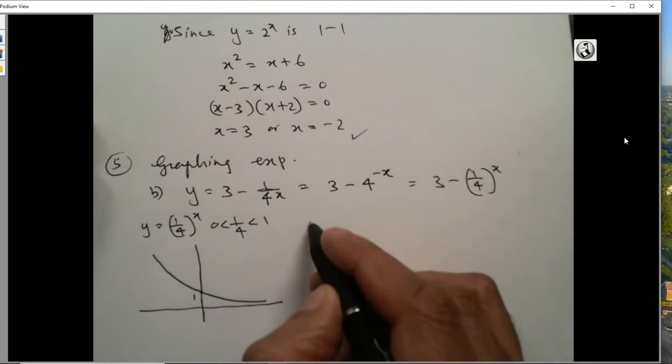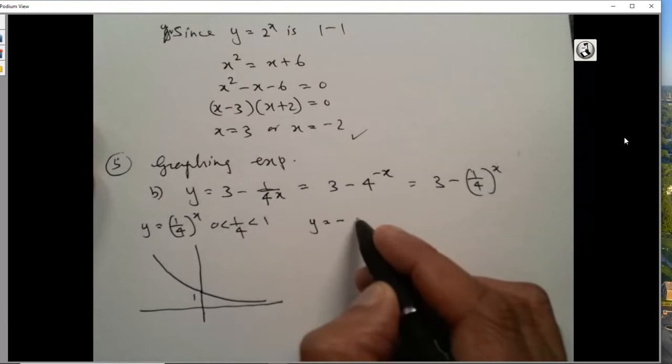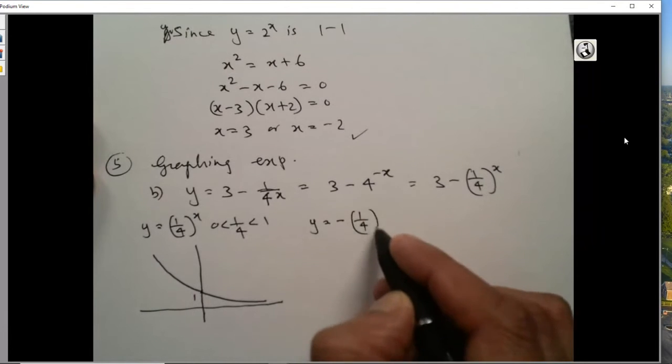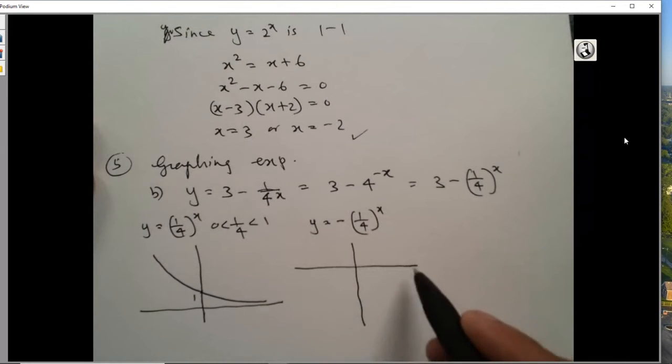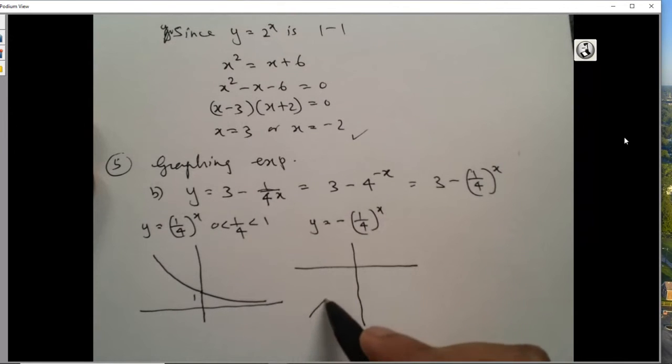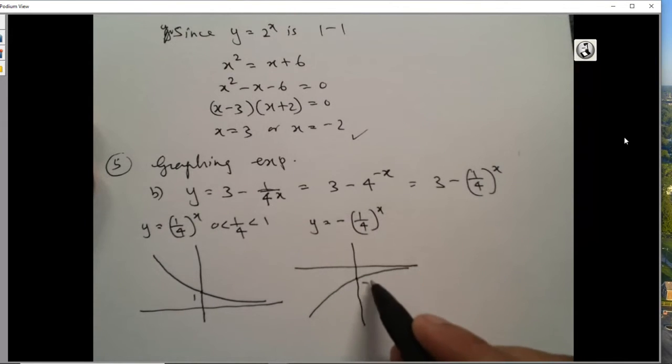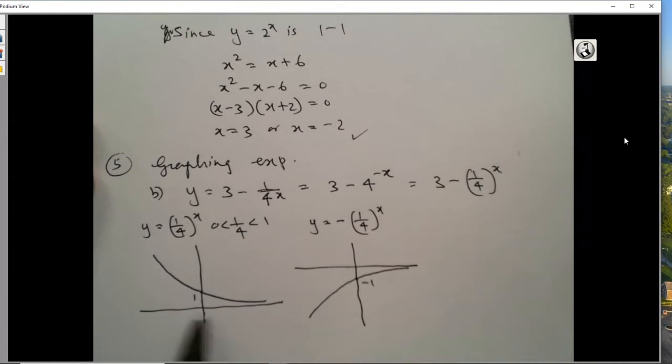So the next step, you're gonna flip over. So we're gonna say y equals negative (1/4)^x. What does the negative sign do? You're gonna flip over the graph. It's gonna go like this now. This is negative 1. The asymptote is still there.